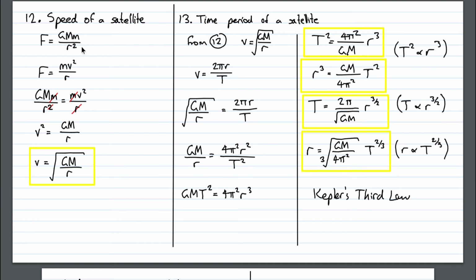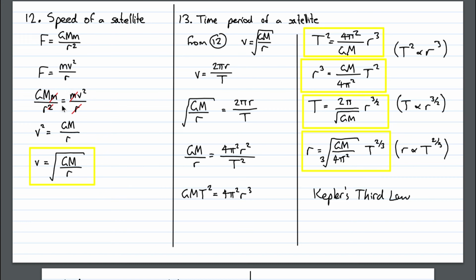If you've got some sort of probe orbiting the moon, then big M is the mass of the moon, little m is the mass of the probe. So that's our Newton's law of universal gravitation. The gravitational force is going to cause circular motion, so that's mv squared over r, the centripetal force. And the little m in this equation for centripetal force is the same as the little m in the equation for Newton's law of universal gravitation. If the top equation is equal to F and the bottom equation is equal to F, then the top equation is equal to the bottom equation. And now we can cancel.